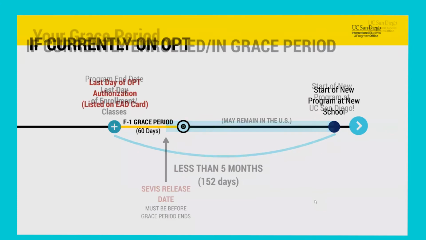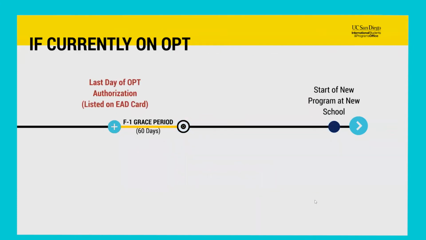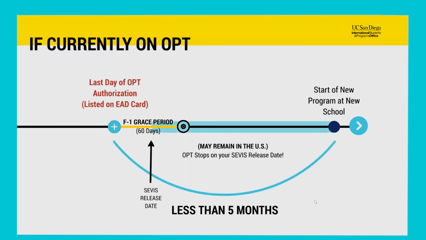Okay. So if you're currently on OPT, and I know we have quite a few students who are joining us in the fall quarter after completion of their current OPT, your timeline is similar, right? You also do need to choose a SEVIS release date. Ideally, if you're going to complete your OPT period, you can choose a SEVIS release date within your 60-day grace period as well. You will need to inform your institution of the SEVIS release date. And then likewise, you may remain in the US during that transfer pending period.